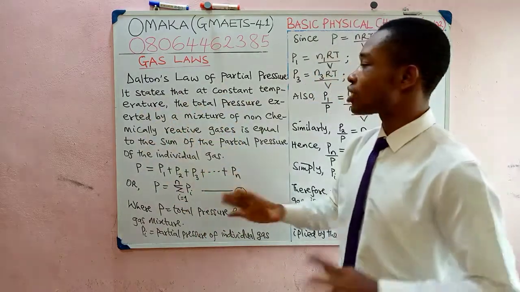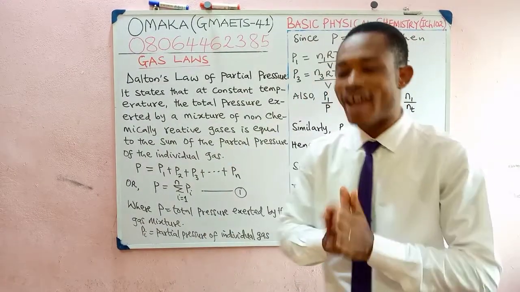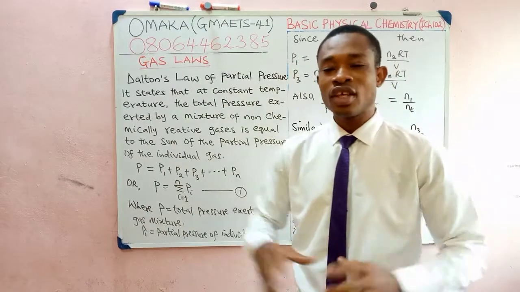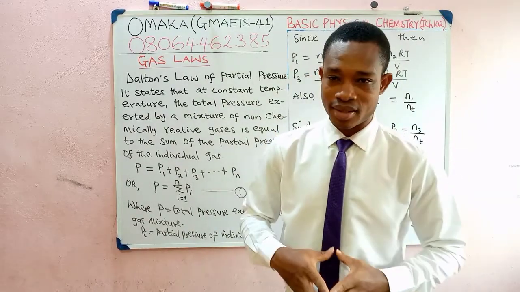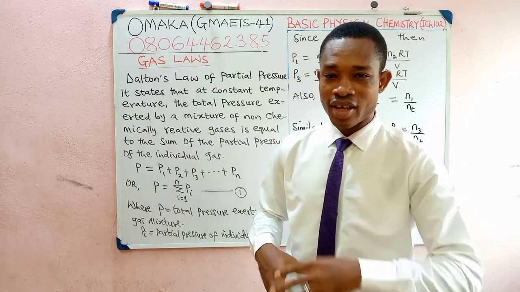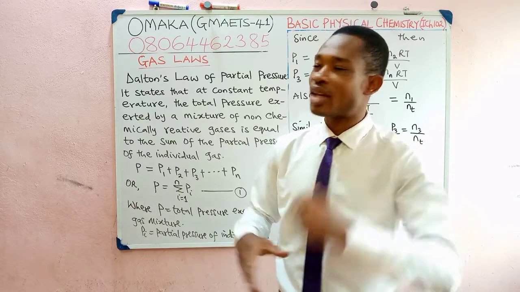It states that at constant temperature, the total pressure exerted by a mixture of gases is equal to what? The sum of the partial pressures of the component gases, provided that the gases do not react chemically. What does that law mean?